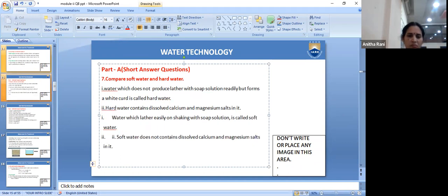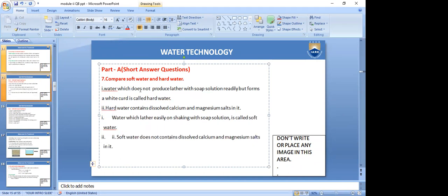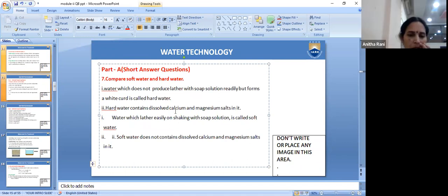Hard water contains dissolved magnesium and calcium. Hard water contains dissolved calcium and magnesium salts.